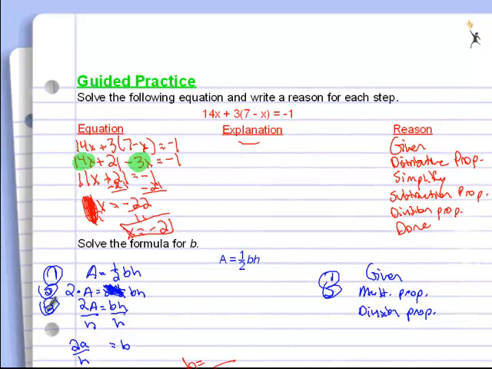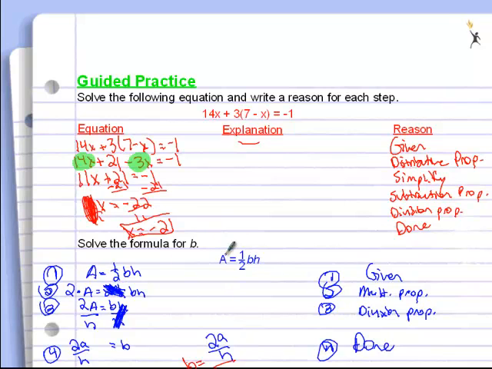Then the third thing I'm going to do is use the division property to get rid of the h. I can divide both sides by h, and when I do, this h cancels out, and I'm left with just b by itself. Well, that equals 2a over h. Well, at that point, I'm done, because b equals 2a over h.